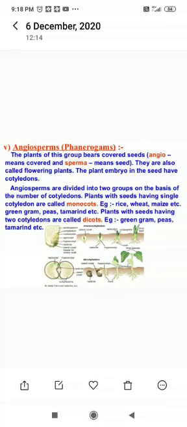And what do we mean by dicots? Dicots are plants with seeds having two cotyledons. So di means two, and that which has two cotyledons is a dicot. Monocots means mono means single, so the seeds having a single cotyledon are called monocots. And examples for dicots: green gram, peas, tamarind, etc. So these are the examples for angiosperms.